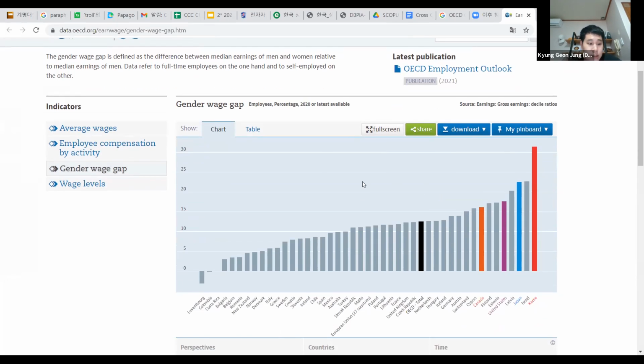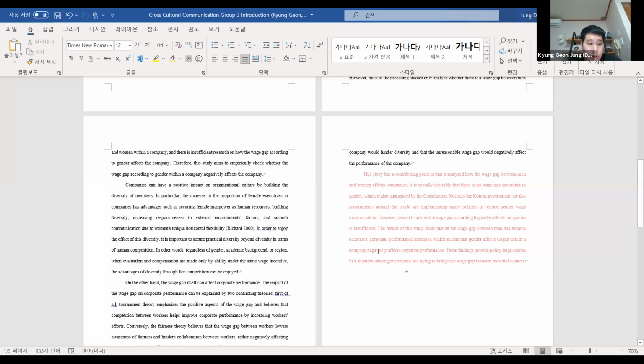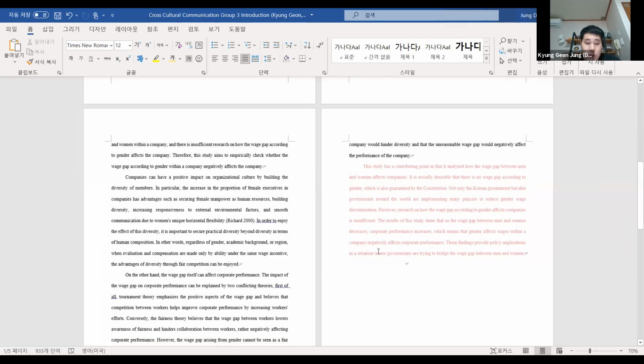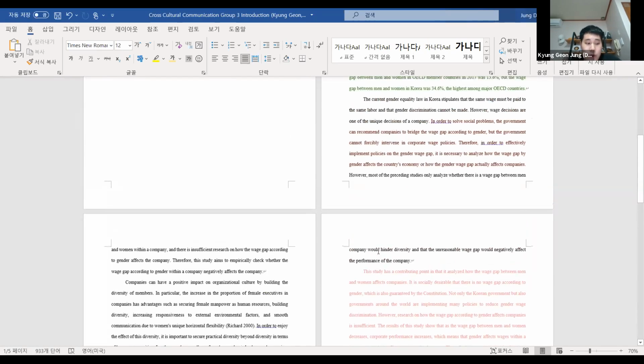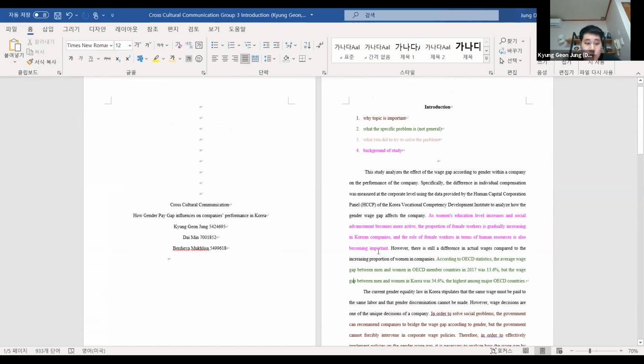This study will analyze the effect of the gender wage gap within the company on the firm's performance. Although the female worker proportion increases due to women's improved education level and active participation in the workforce, a gender pay gap still exists. And this paper expects that the gender wage gap hinders diversity, and this irrational wage gap negatively affects not only livelihood, but also the firm's performance.